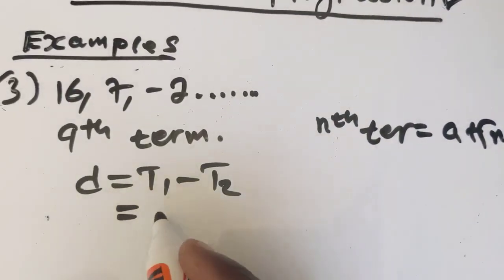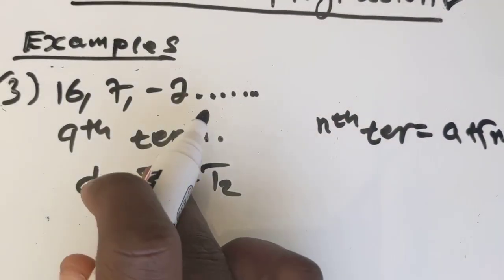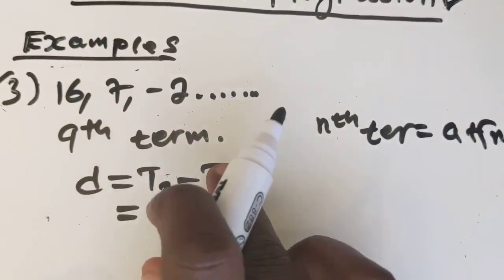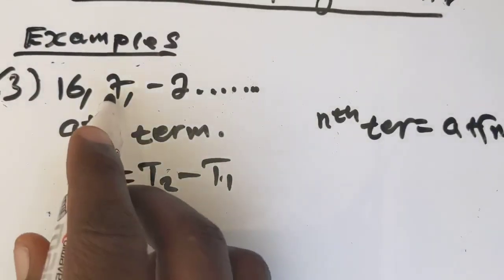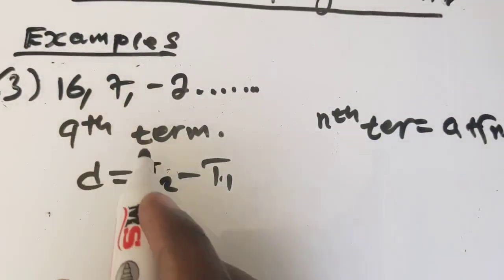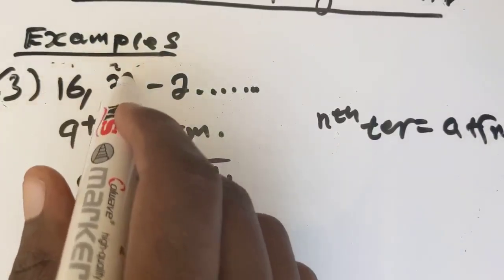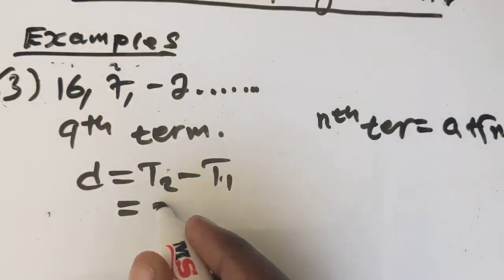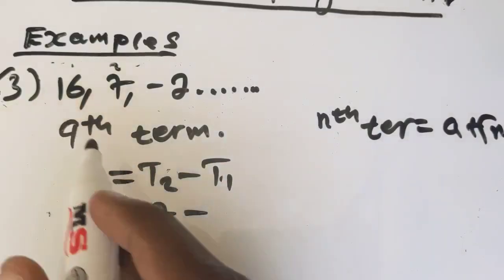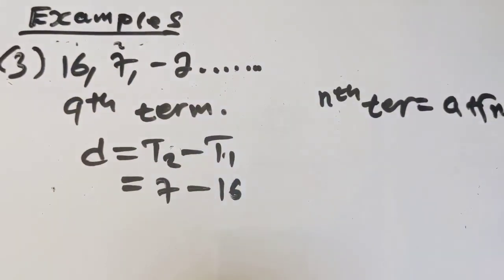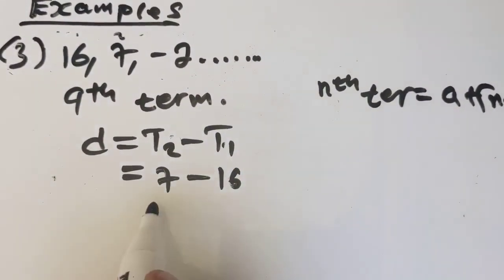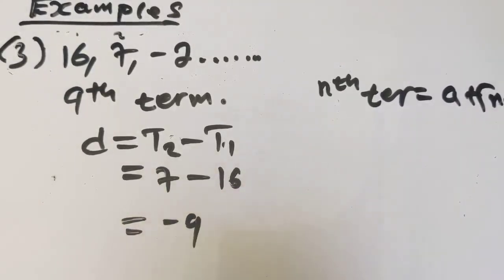So here is the formula: term 2 minus term 1. Term 2 is 7, minus our term 1, which is 16. So now what is 7 minus 16? You find that it is negative 9.